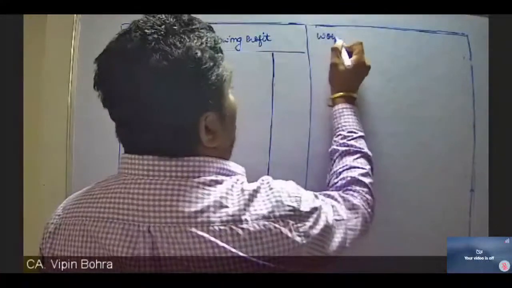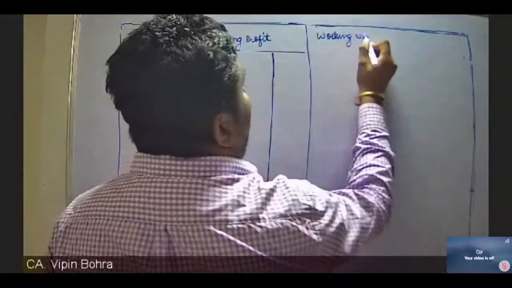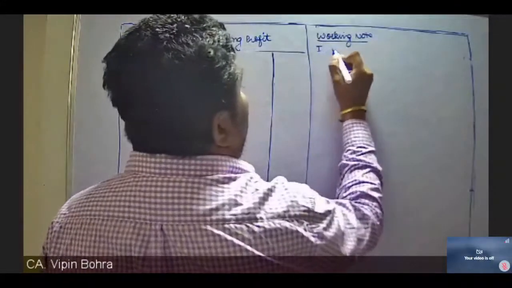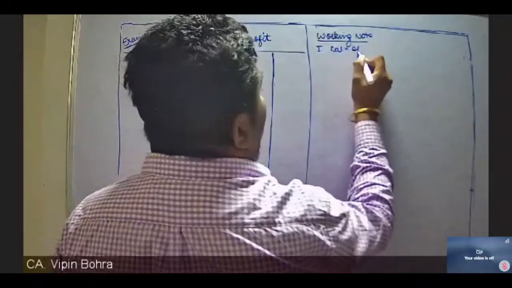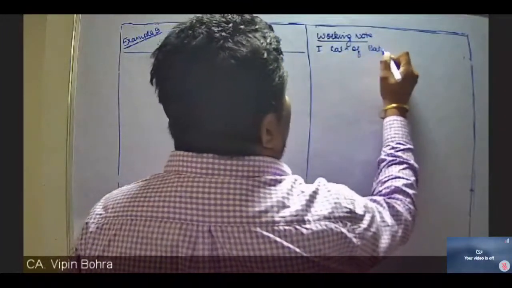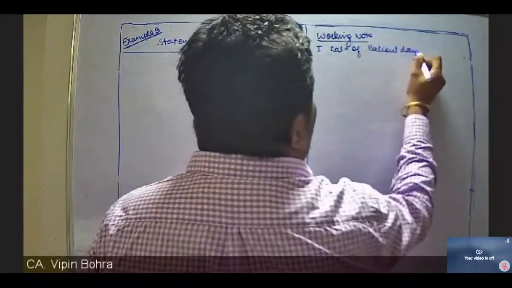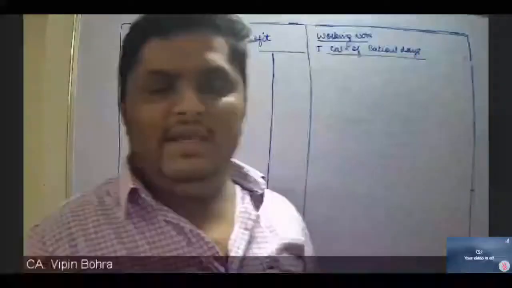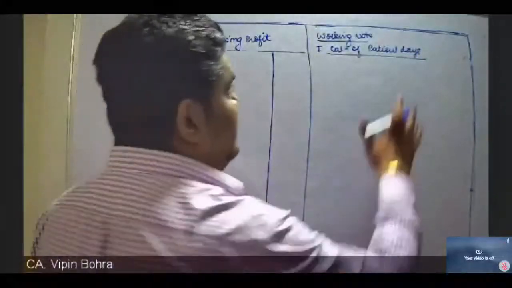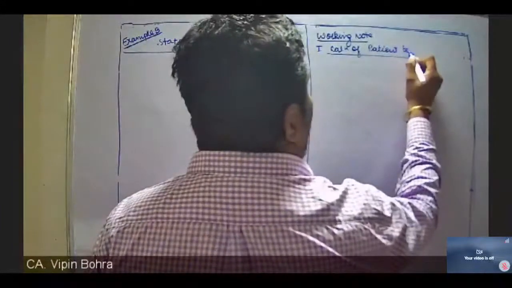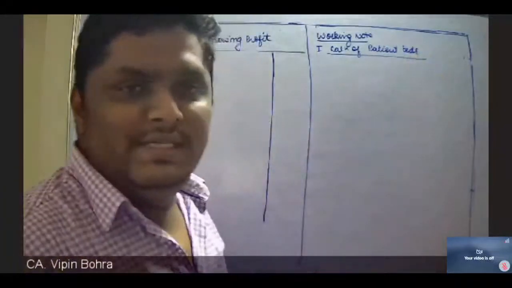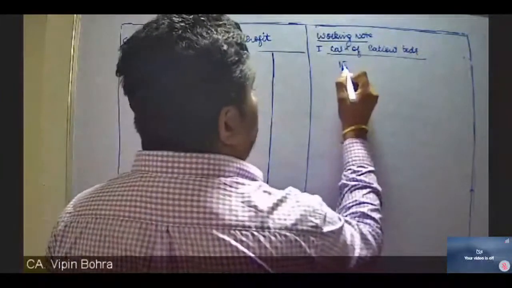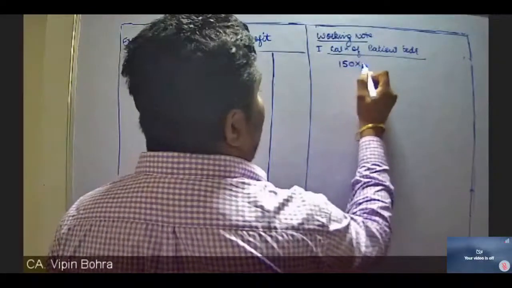So, working note number 1: calculation of patient days, the number of beds. It's clearly mentioned that for 150 days in a year, 35 beds were occupied. So 150 into 35.